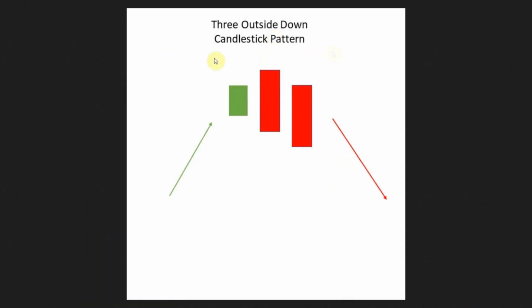The three outside down is a multiple candlestick pattern which is formed after an uptrend, indicating bearish reversal. It consists of 3 candlesticks, the first being a short bullish candle, the second being a large bearish candle which should cover the first candlestick. The third candlestick should be a long bearish candlestick confirming the bearish reversal.